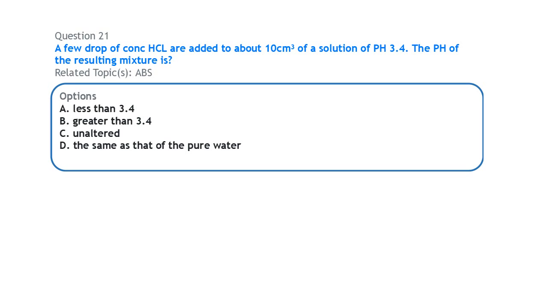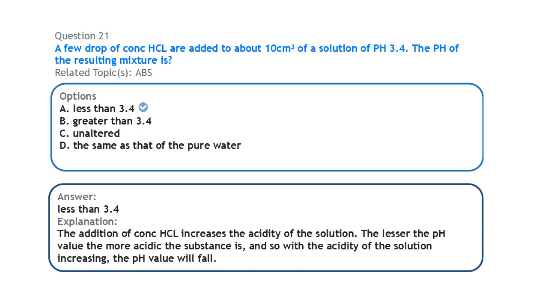Now this solution that has a pH of 3.4 is below 7, meaning that solution is already acidic. The thing with the pH scale is that the lesser the value, the farther away from 7, the more acidic that solution is. If you are now adding an acid to it again, like this concentrated hydrochloric acid, the solution will become more acidic. And when it is more acidic, the value of the pH is going to be even less than 3.4, because the lesser the more acidic.